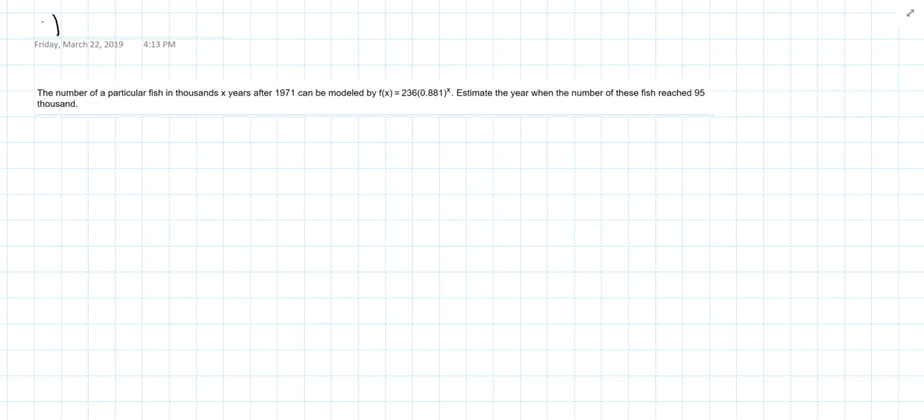For this problem, you are given the number of a particular fish in thousands, x years after 1971. What does this mean? This means that when x is 0, that represents the year 1971. If x is 1, that represents 1 year after 1971, so that's 1972. And the function that models this is this f of x.